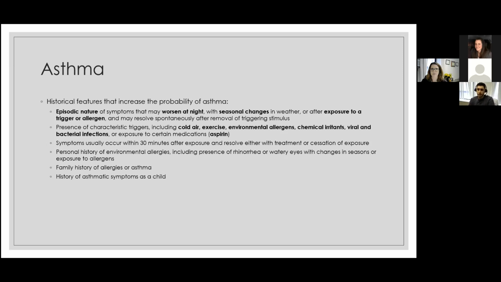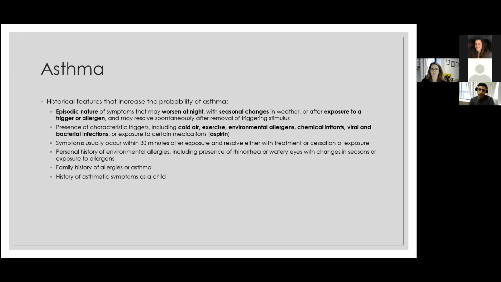The presence of characteristic triggers, sometimes it's cold air, sometimes it's exercise, like I said, environmental allergens, chemical irritants, certain viral and bacterial infections, and then even certain medicines can predispose patients to asthma, particularly NSAIDs and aspirin.